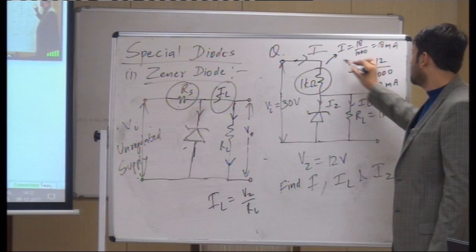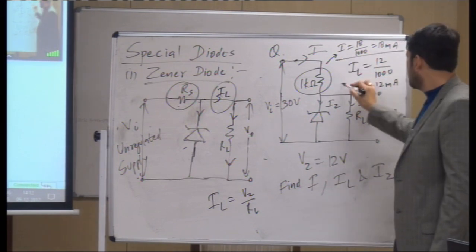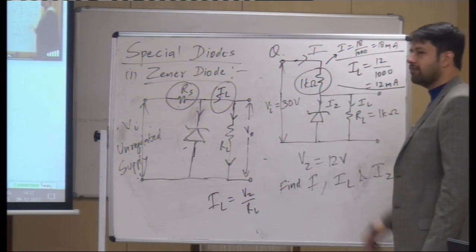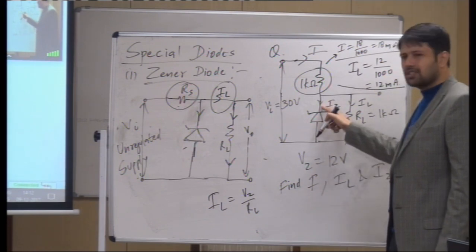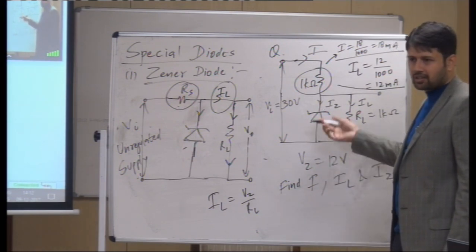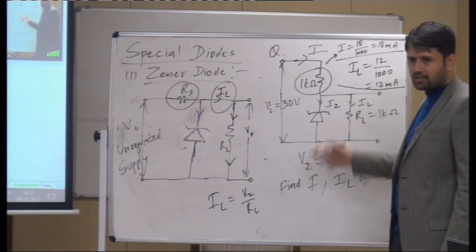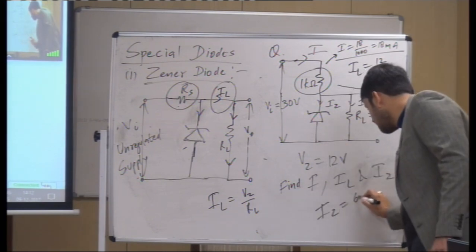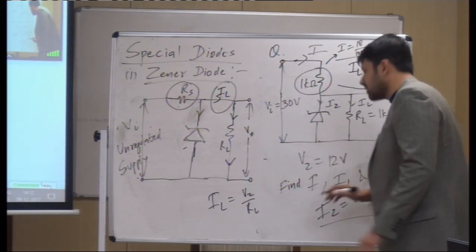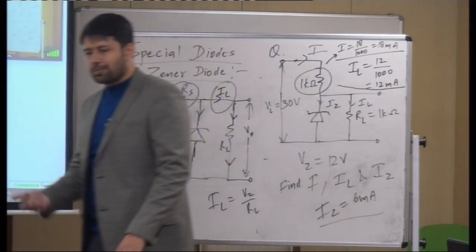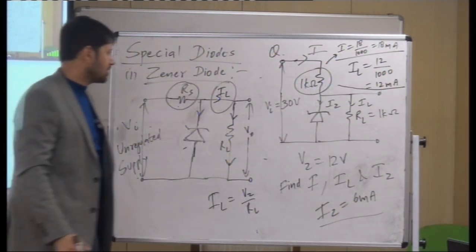Right? Total current is 18 milliampere. Load current is 12 milliampere. So the Zener current, which is the remaining amount, is 6 milliampere, right? The Zener current is 6 milliampere. Okay, the question is as simple as that. The questions in this topic, as I said, are easy.